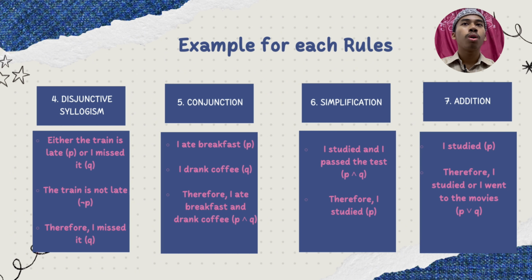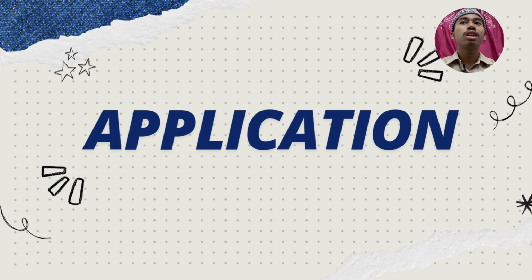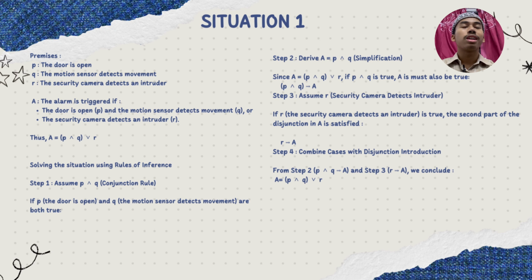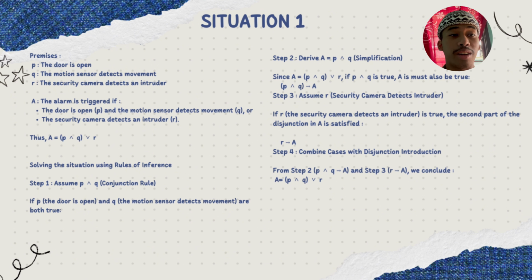We will walk through a scenario where logical rules are applied to understand when an alarm system gets triggered. By using the premises provided, we can logically determine when the alarm activates based on certain conditions. So, there are 3. P, the door is open. Q, the motion sensor detects movement. R, the security camera detects an intruder. So, the alarm is triggered under two conditions.